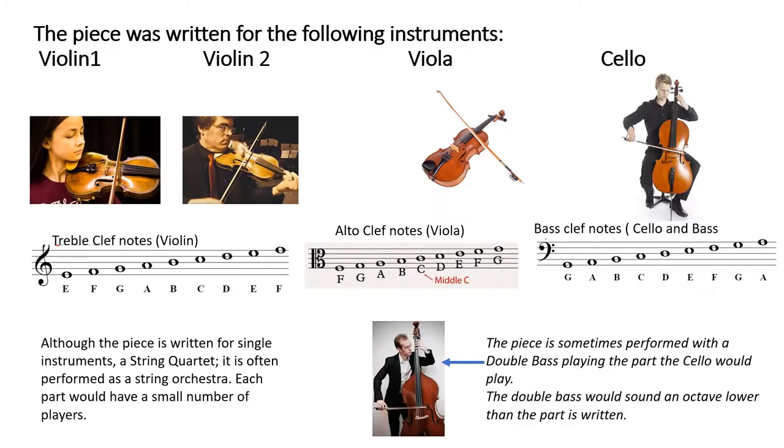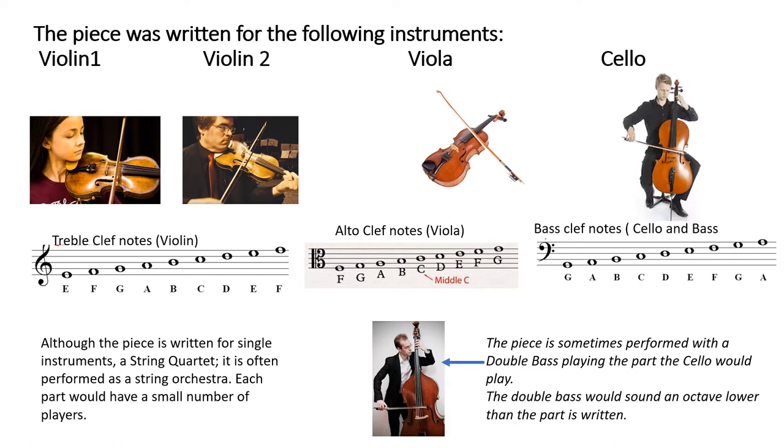So, what instruments was the piece written for? Well, the piece was written for the following instruments. It had 4 parts. Violin 1 part, a violin 2 part, a viola, which remember is deeper, a lower sound than the violins and slightly longer, and a cello. Now, sometimes in the music, a double bass will perform the cello part, but it will sound an octave lower, so 8 notes lower than the part is written.